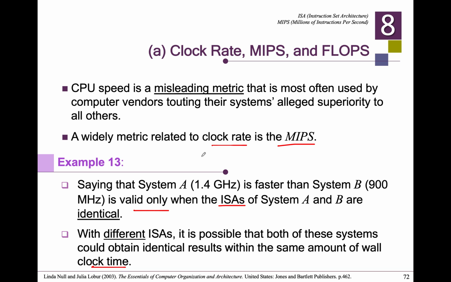Everything else is similar. So whenever you want to compare anything, it is valid because we did similar things. But let's say I am using Acer, you are using Lenovo, our system is similar, only that I didn't use Microsoft Windows. I am using Linux. So our platform is different, with a different ISA. When we try to compare Linux and Windows, it's going to be totally different. With a different ISA, it is possible that both of these systems could obtain identical results within the same amount of wall clock time.